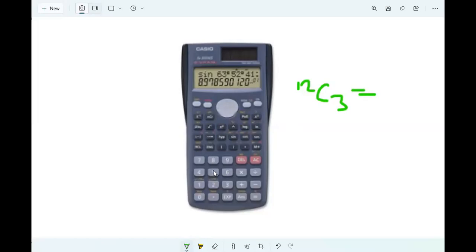Press 12 combination 3 and equals. What are you getting? 220. Okay, thank you. How about if you're asked to find the permutation, 12 permutation 3, you punch 12, then shift this button, a P will come, then 3 equals. What are you getting?